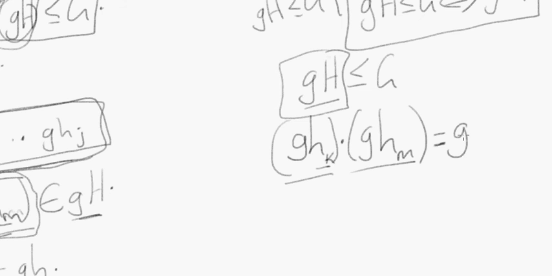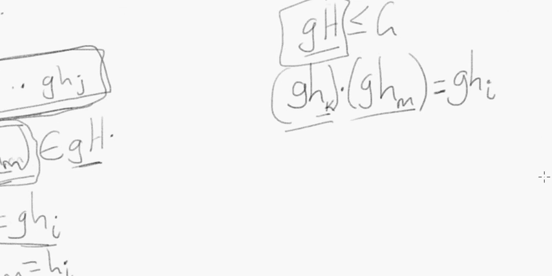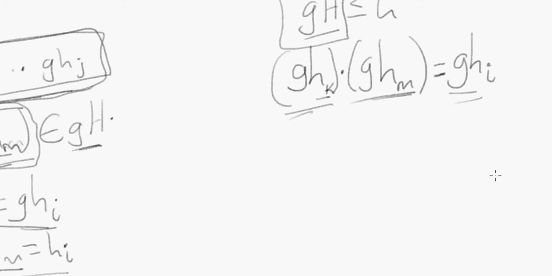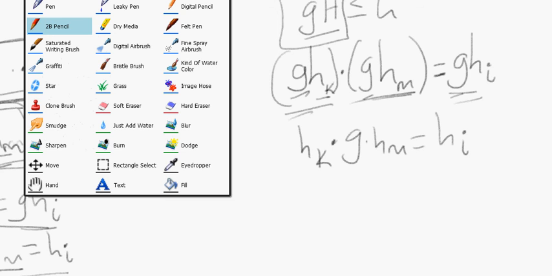But all elements of GH are of the form G times some element of the group H. So let's call it GHI. This has to be true for every HK, HM elements of H: GHK times GHM has to give us GHI, where HI is some element of H. But we know that G is an element of the group G, so it has an inverse. Groups have inverses, so we can multiply by G inverse. If we multiply by G inverse, the end result becomes that HK times G times HM gives us HI. We know that to be true. Sorry, actually, same mistake as before.